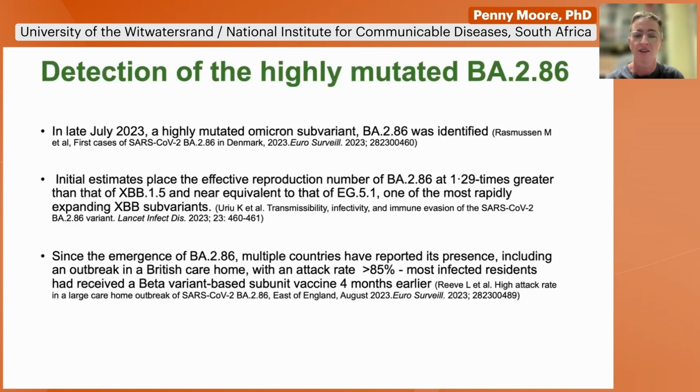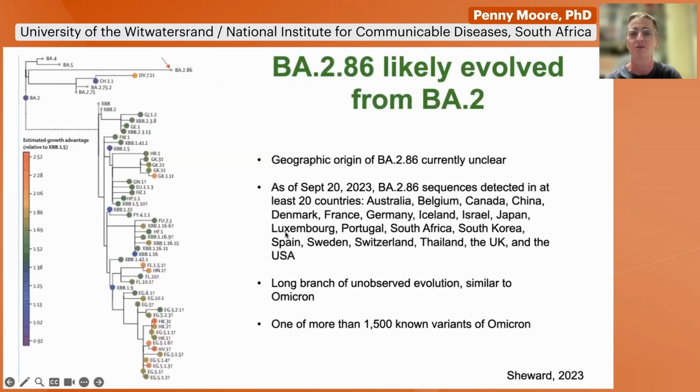And since the emergence of 286, multiple countries have reported its presence, including an outbreak that received a lot of attention in a British care home with an attack rate of more than 85%, despite the fact that most of the residents of that care home were infected despite having recently received a beta variant-based subunit vaccine. So initial indications that it might be problematic, and that's why it was flagged very much to the community.